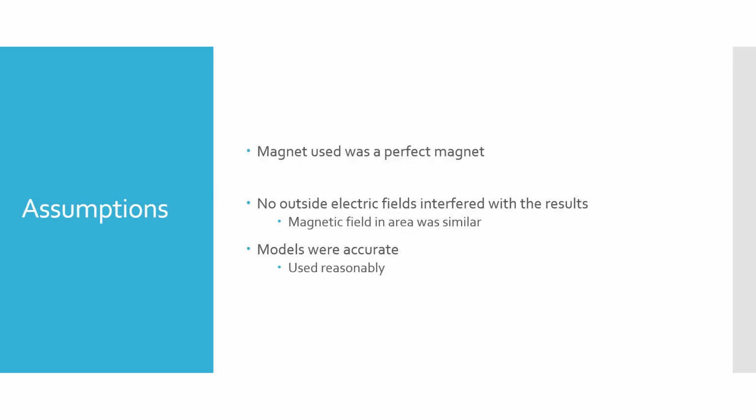In this lab, I assumed that the magnet I used had no imperfections. I also assumed that no outside electric fields interfered with the results. This was reasonable because the magnetic field of the surroundings was similar to Earth's magnetic field in the region. Finally, I assumed that the models and approximations I used were accurate for my calculations. This was reasonable because I used them within the limits of their intended approximation.